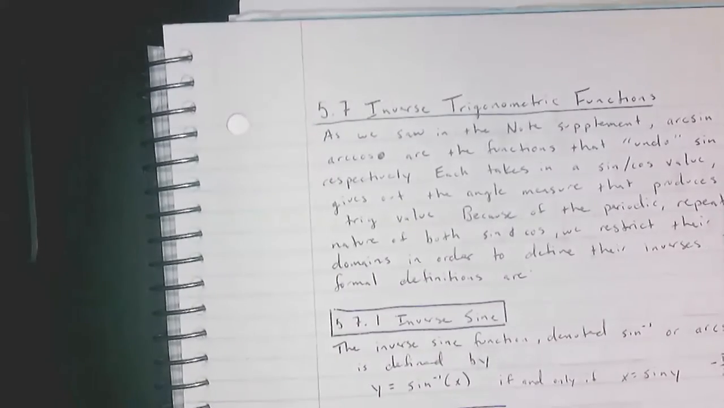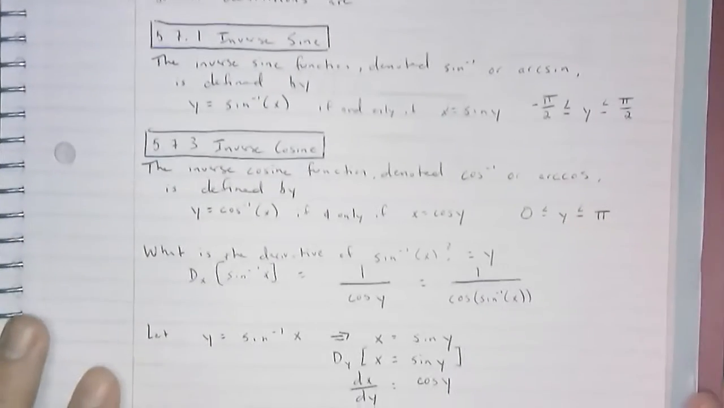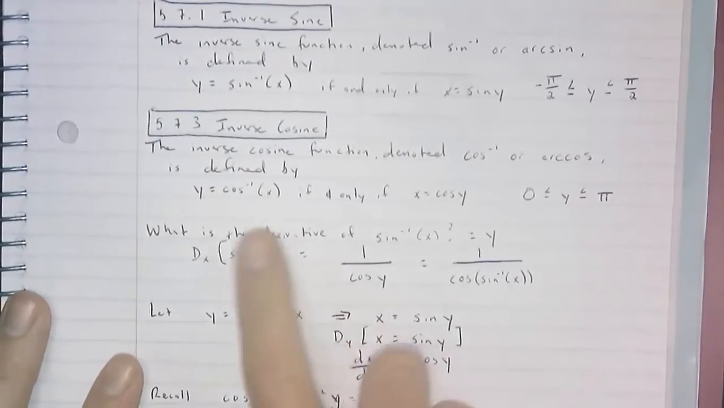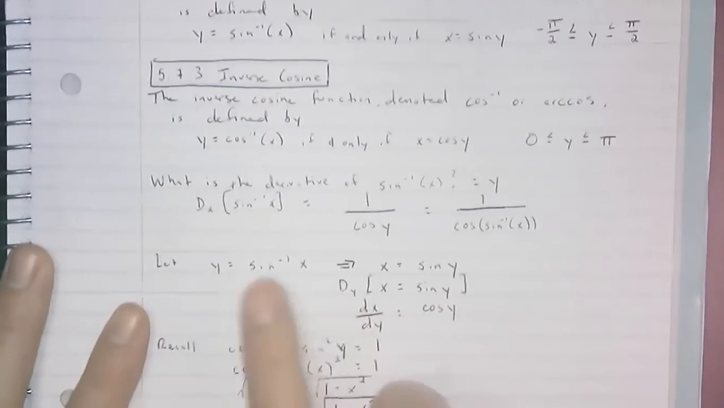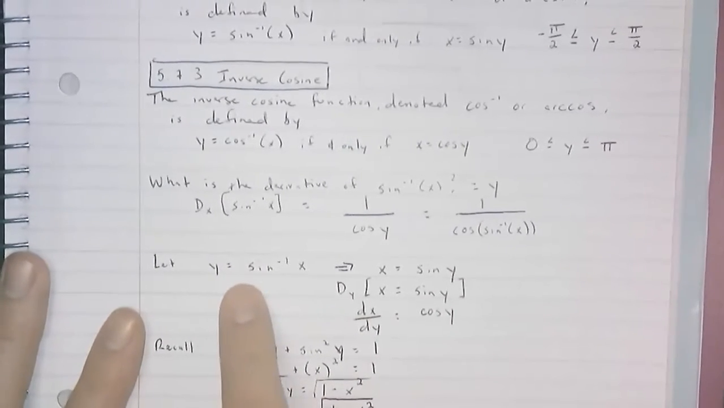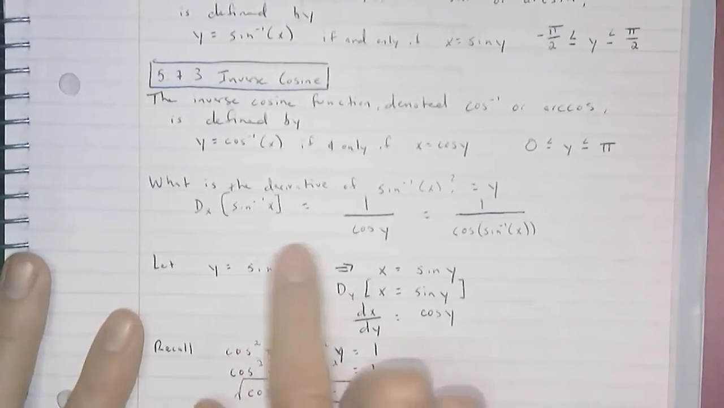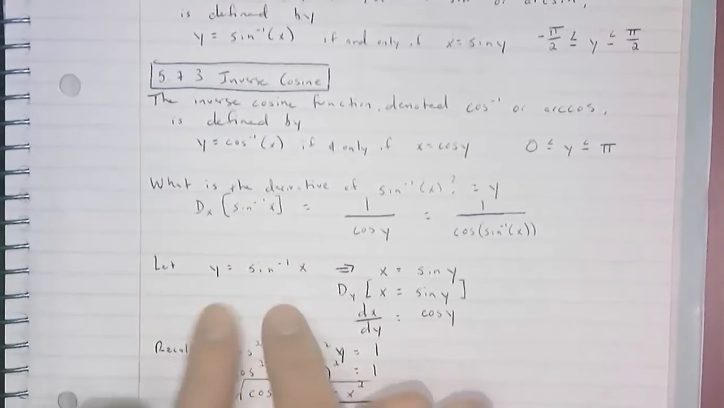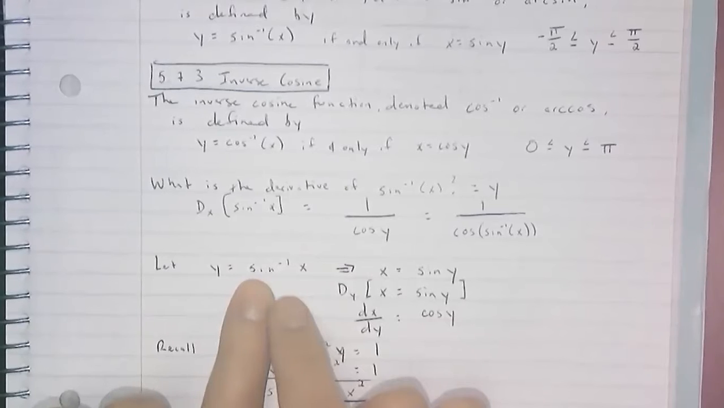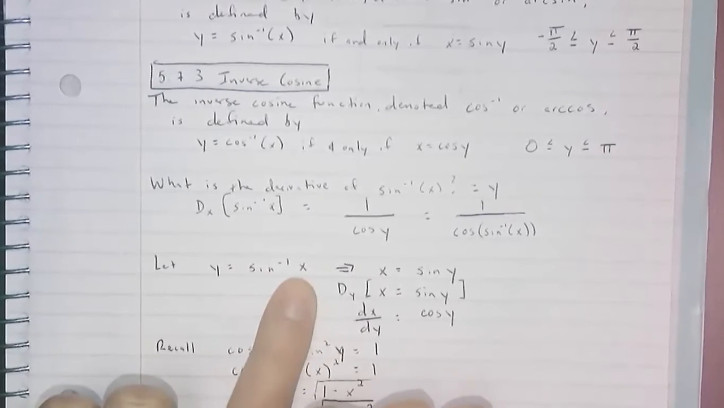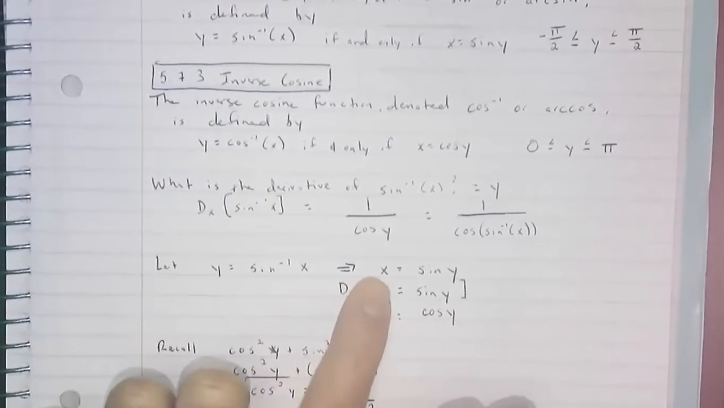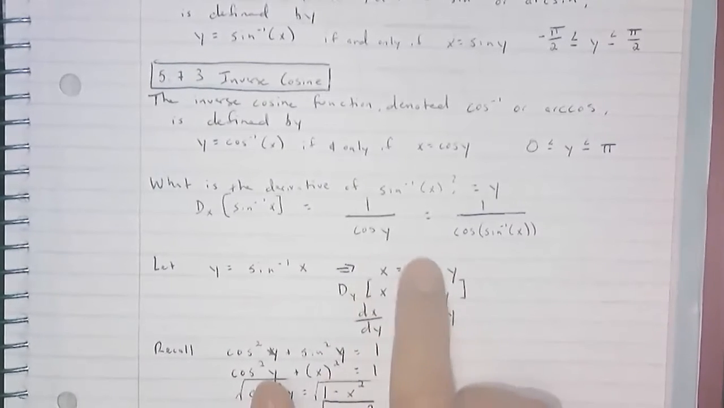And in deriving all of these derivatives, we're going to follow a similar pattern where we start with our inverse trig function, but then use the definition of the inverse trig function that if y is equal to the inverse sine of x, well, that can only be true if x is equal to the sine of y. And then we try to find the derivative using this equation.